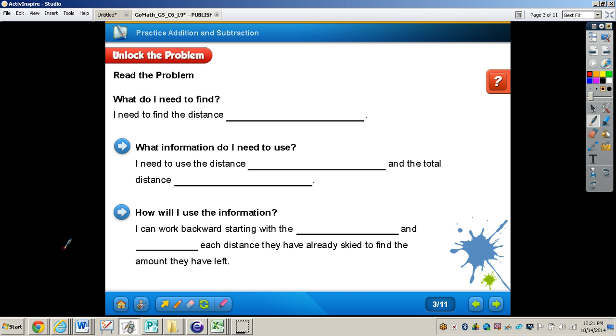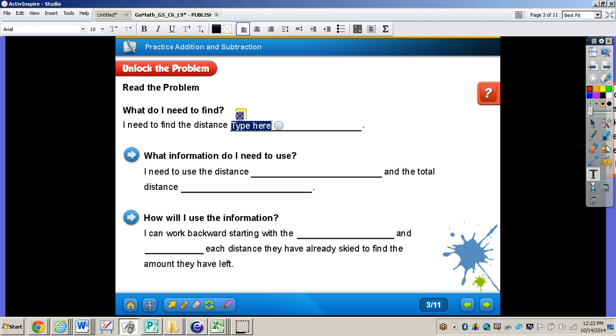So what we're going to do, we're going to take a look at that graphic organizer on page 277 to help us figure out the answer to the problem. So first of all, what do we need to find? We need to find the distance they have left to ski. Let's write that in. So that's what we're trying to find.